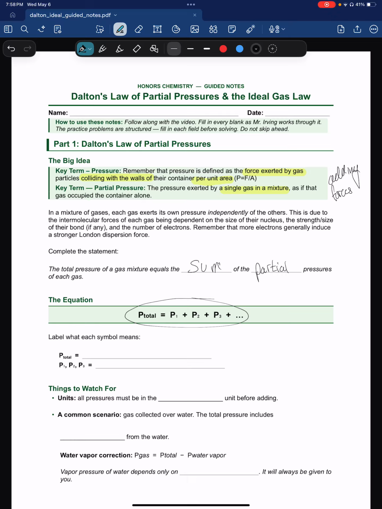The P total is the total pressure of the gas mixture. Total pressure. Sorry, that's kind of bad handwriting. Of the mixture. Whereas P1, P2, and P3, etc., these are the partial pressures of each individual gas.